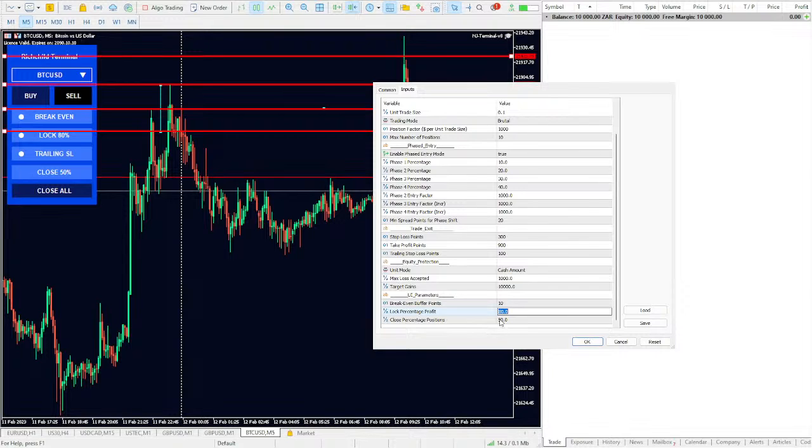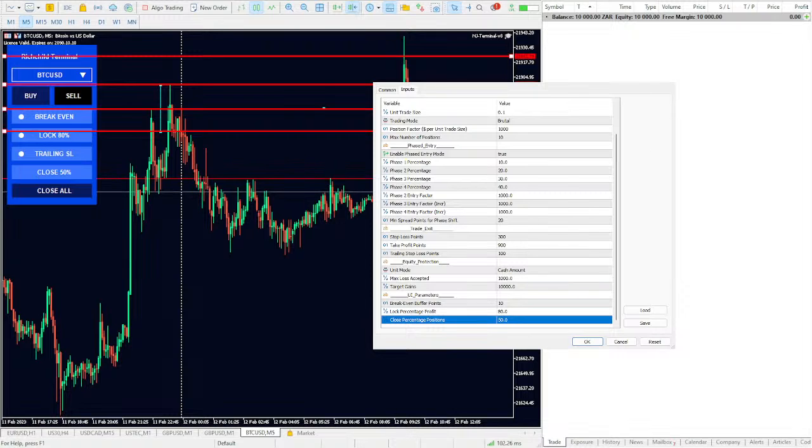Close percentage positions is used if you want to partially close your positions. Say here 50%, it means I'm going to close half of my trades right now. If I click on close 50% again, it's going to close half of the trades that are remaining, and so on and so on. Okay, so with that being said, I'm going to put the values nicely here.